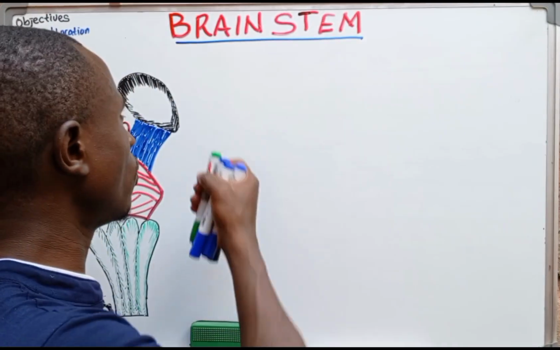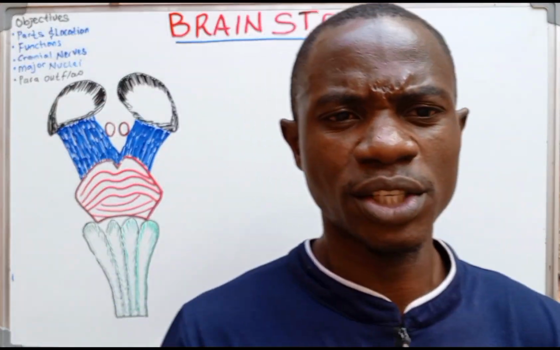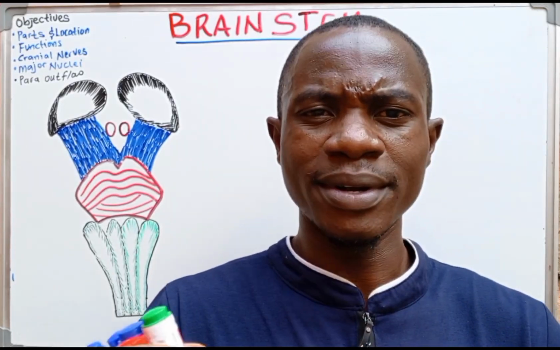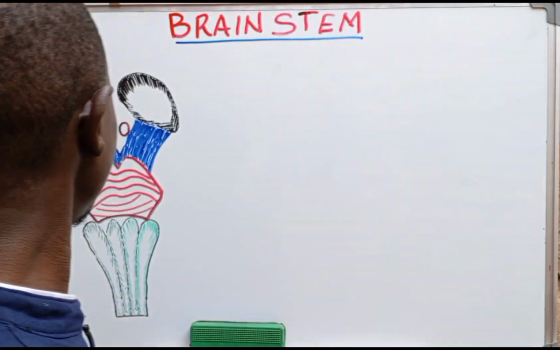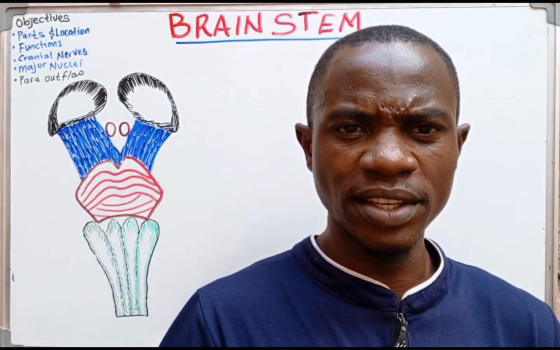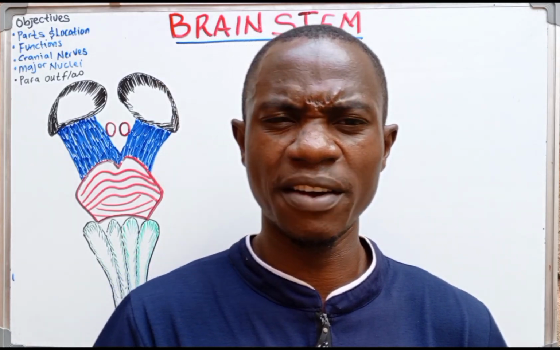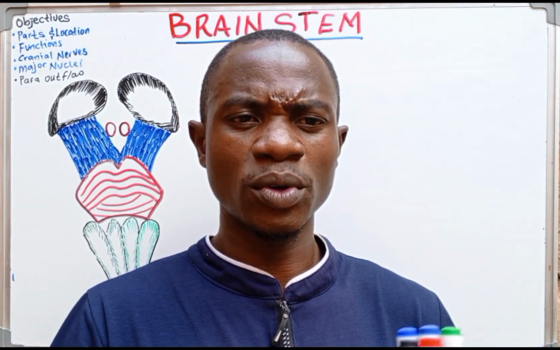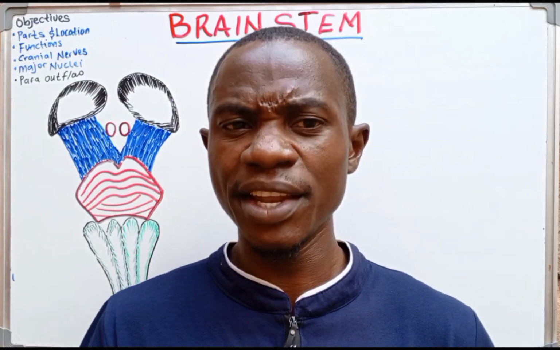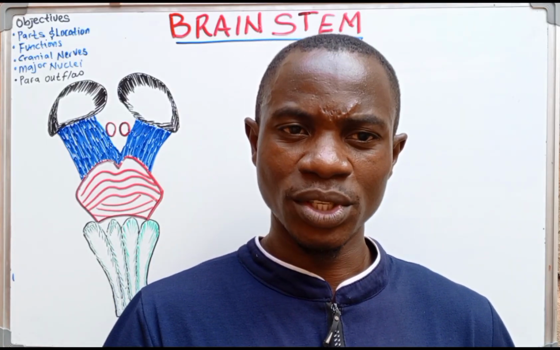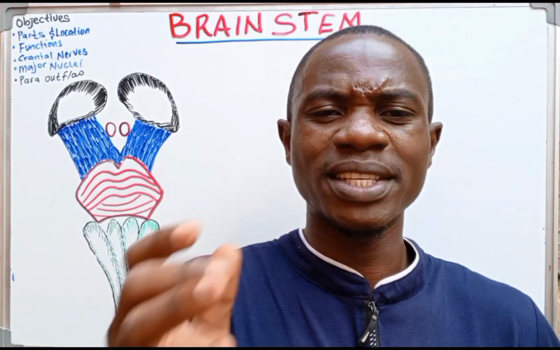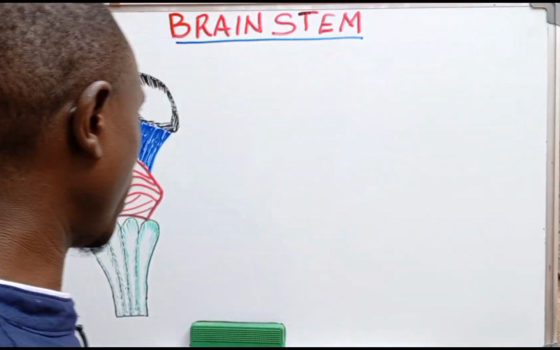So let's go and get started and look at what we call the brainstem. What is the brainstem generally? The brainstem is one of the divisions of what we call the central nervous system. It's part of the central nervous system because it consists of what we call the hindbrain, and then it consists of what we call the midbrain. So let's go ahead and see what makes up the brainstem.